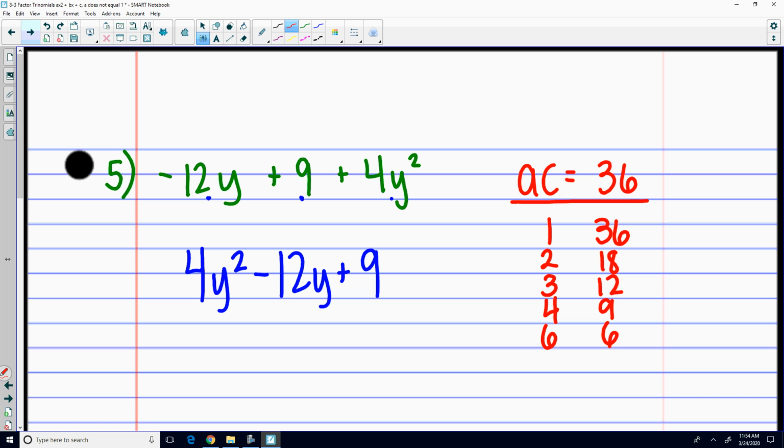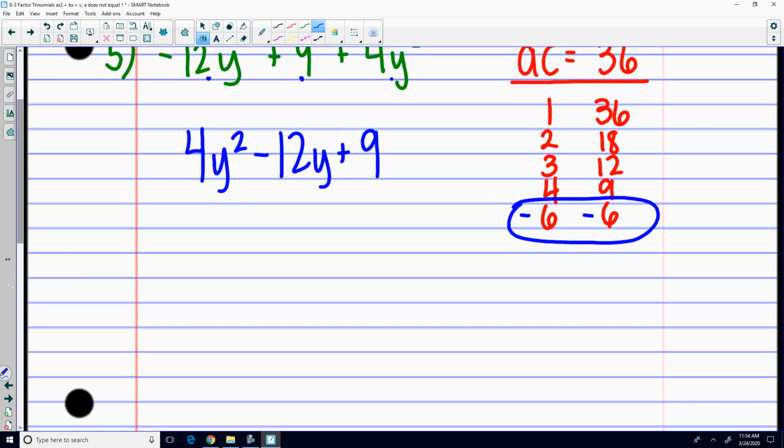All right, we need to make negative 12. So, looks like my bottom term is going to be the one we need to use because 6 and 6 have a sum of 12. Again, I need to be positive 36, but I need this to be negative 12. So if I make both of these negative, negative 6 times negative 6 is 36, and negative 6 plus negative 6 is negative 12. Hopefully you're getting the pattern. Rewrite the middle term as a product of the two factors.